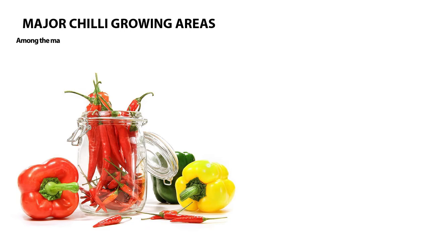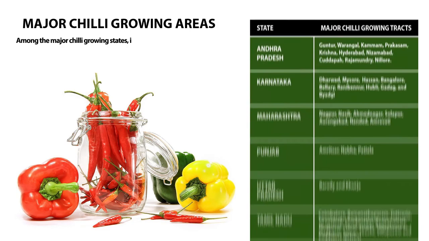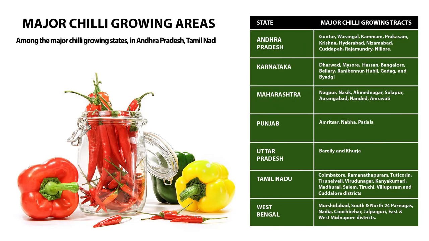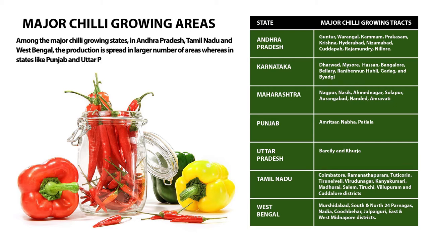Major chili growing areas. Among the chili growing states, in Andhra Pradesh, Tamil Nadu and West Bengal, the production is spread over a large number of areas, whereas in states like Punjab and Uttar Pradesh, production is limited to 2 to 3 locations.